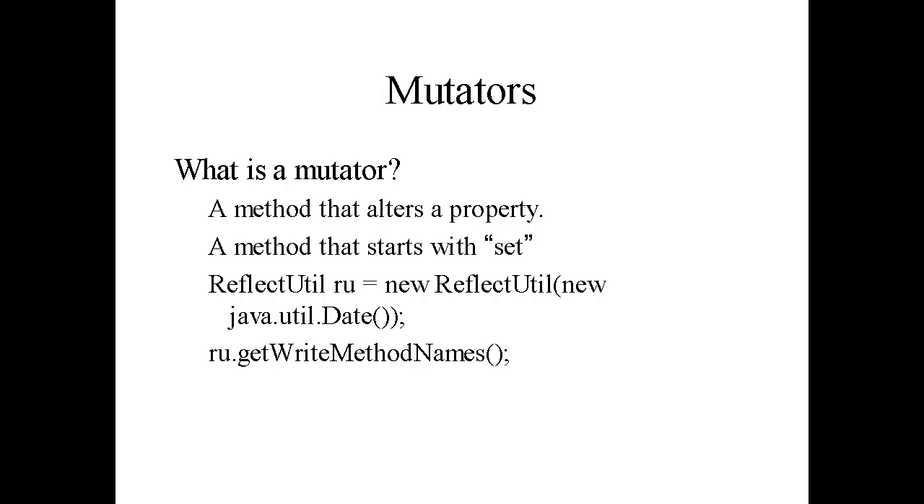Mutators allow us to change properties within an instance of a class. So a method that starts with set, such as setVisible to true, is typically used for showing a component on the screen. When you make a new instance of ReflectUtil and pass into its argument an instance of some class you're interested in, you can use ReflectUtil to get all the write method names, which gives you the setters. You can get the read method names, which gets you the getters and the is methods.